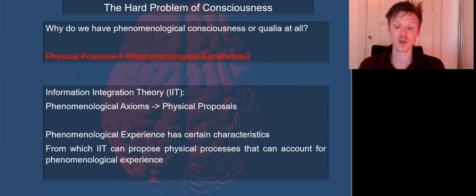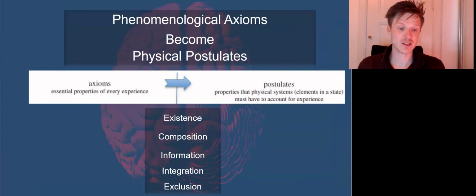And it does this using phenomenological axioms. An axiom is something that is self-evident, or something that is already accepted or established. And then from these phenomenological axioms, it proposes physical postulates, or physical characteristics that might explain why those phenomenological axioms are the way they are. These axioms are called existence, composition, information, integration, and exclusion. And we are going to go through all of them here.